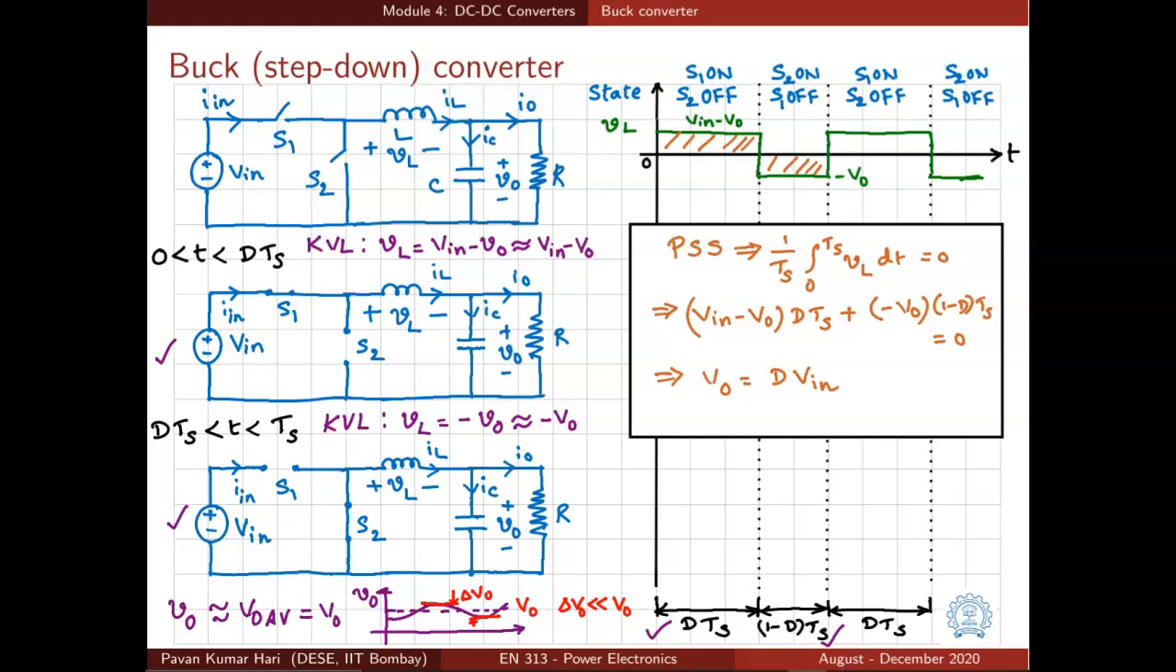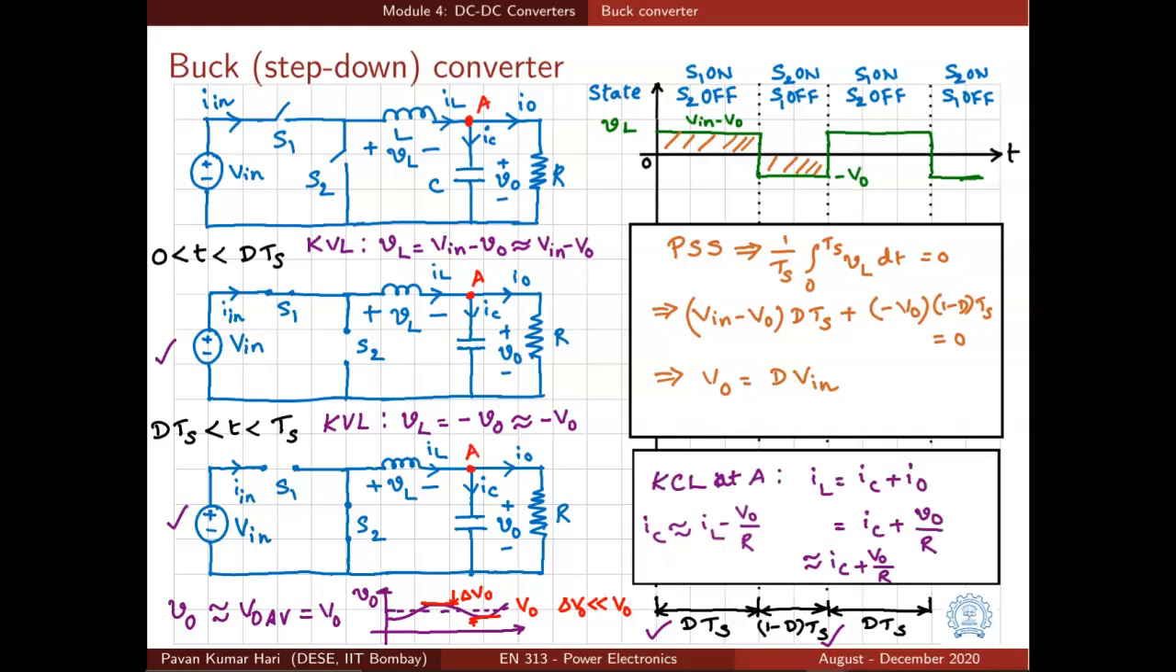Remember, we have only obtained the average value of output voltage. We have not yet obtained the waveform of output voltage. And how do we obtain the waveform of output voltage? It can be obtained by integrating the current through the capacitor, because the output voltage is nothing but the voltage across the capacitor, which is the integral of current through the capacitor. And how do we obtain the current through the capacitor? For that, we need to apply KCL at this node.